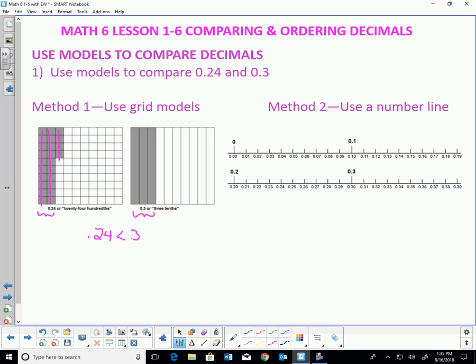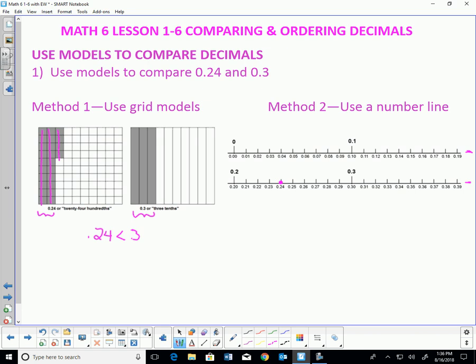The second way we can do this is we can look at a number line. Let's take a look at the following 2 number lines. The first number line starts at 0.00 and goes to 0.01, 0.02, 0.03, and so on. So if I found 0.24 on this number line, it would be very difficult because it's such a small number line. I can't fit 0.24 on the top number line. It's essentially 2 number lines put together. This first number line here and this second number line here make one giant number line, but we've broken it apart. So if I find 0.24, 0.24 is right here.